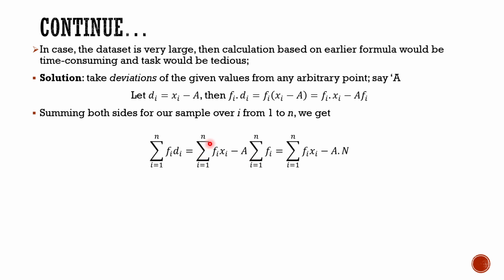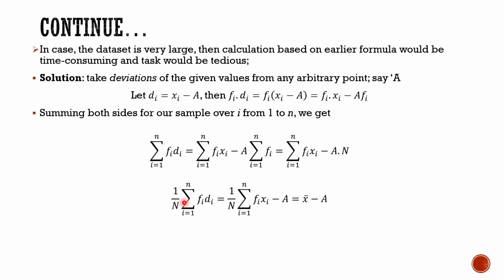And here you see that this summation of fixi is what we have taken earlier also. This is the value and this is the corresponding frequency, minus a into N. And we have already told you that summation of fi will be equal to capital N. That is actually the sum of all the frequencies, or you can also say this is the sum of all observations.